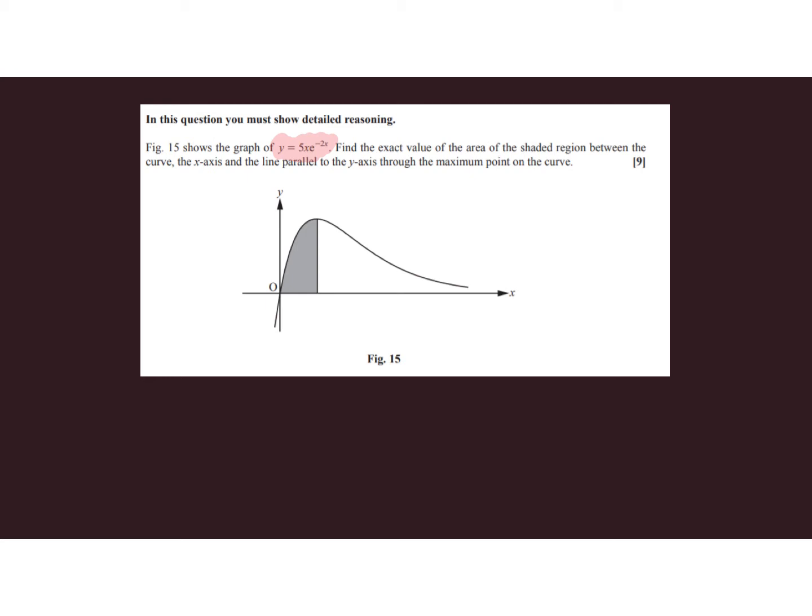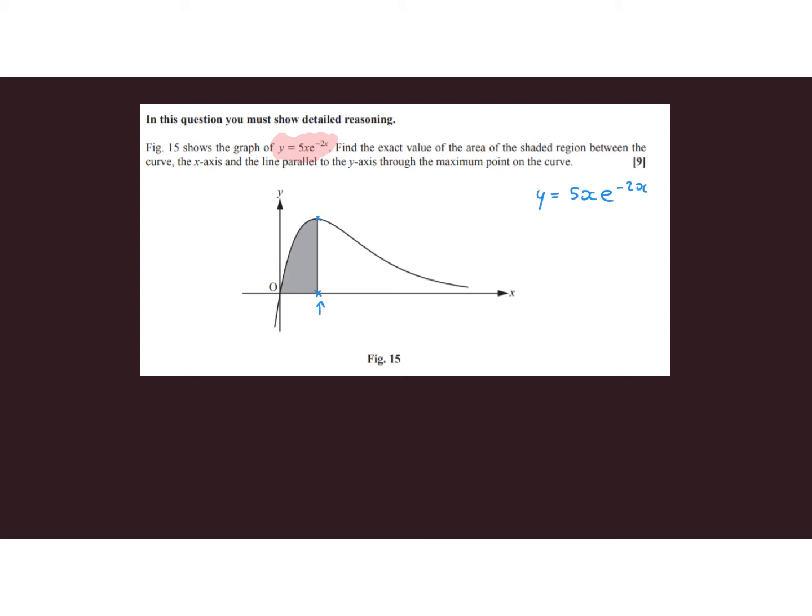So in order to find this region, we need to find out this x value over here. Now, this x value occurs at the maximum point of the curve, so we're going to actually need to start by finding the coordinates of this maximum point, or finding the x-coordinate of this maximum point. So let's start with the function y equals 5x e to the minus 2x, and let's differentiate it.